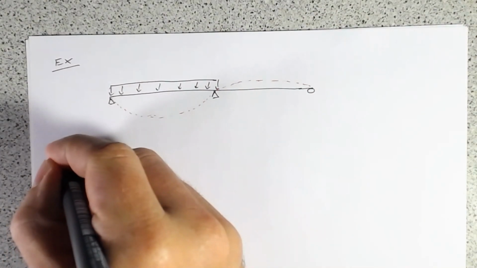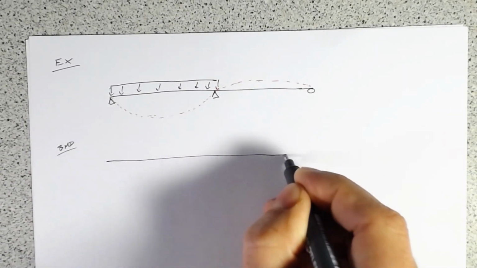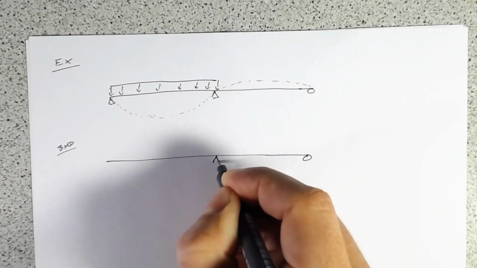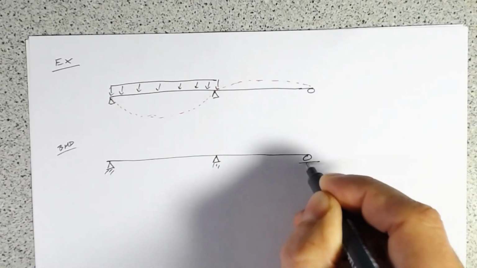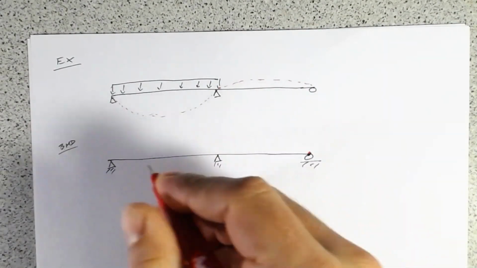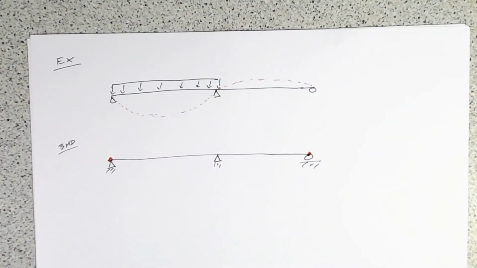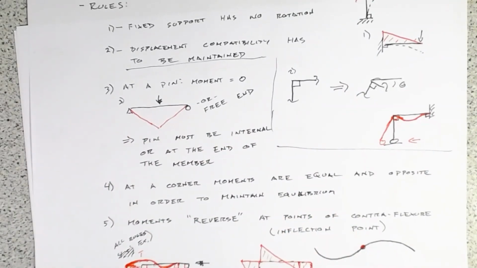So for the bending moment diagram, again, what are the things that we know? We know at the free ends, either at a free end or at the end of a member which has a pin support, the moment has to be 0 here. That's one of our rules. Just over here, that's one of our rules. At a pin or free end, 0.